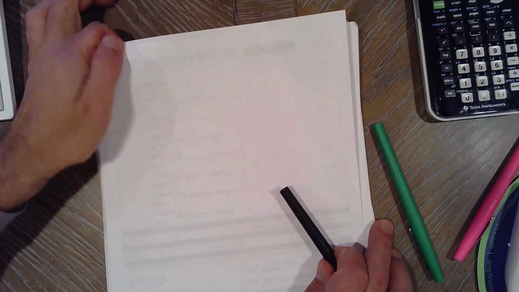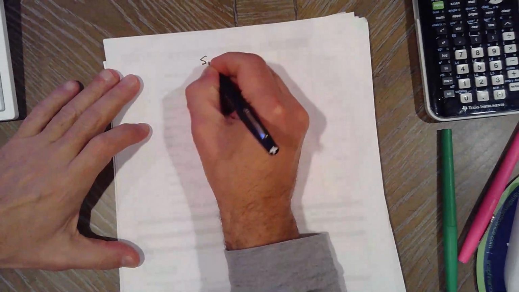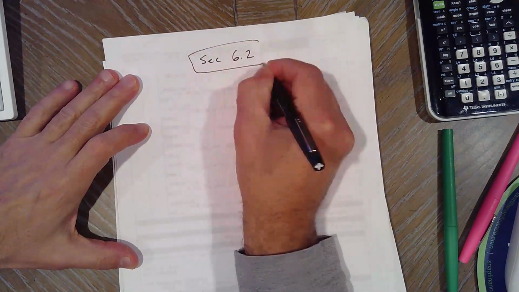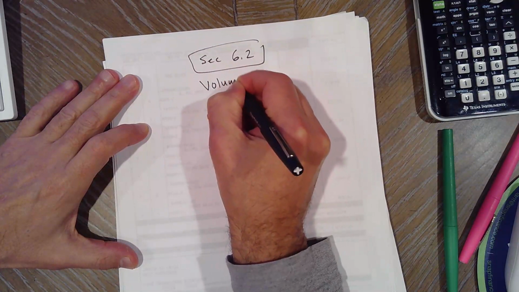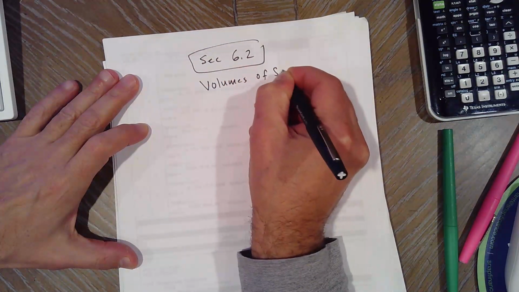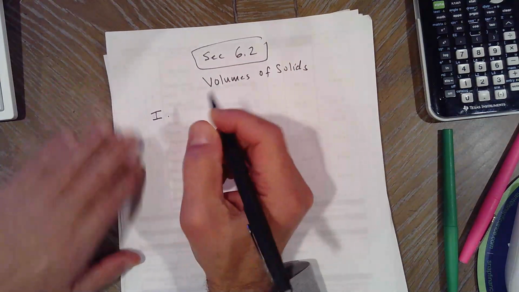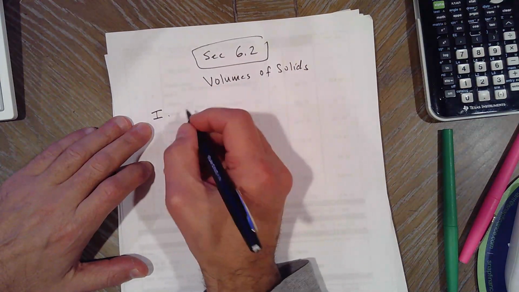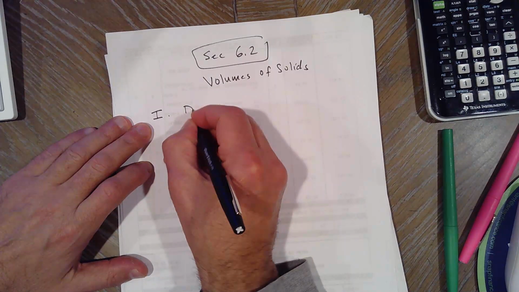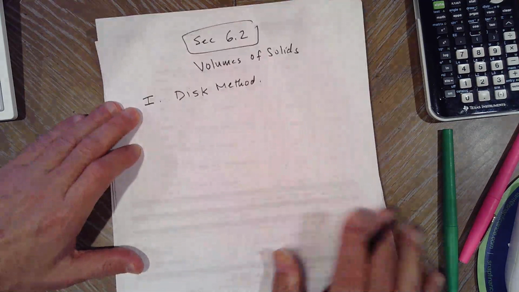Okay, so after going over the area between two curves, which is two-dimensional, today we're gonna go over 6.2 volumes of solids. In this section, we're gonna talk about two methods: the disk method and then the washer method. But first, the disk method.